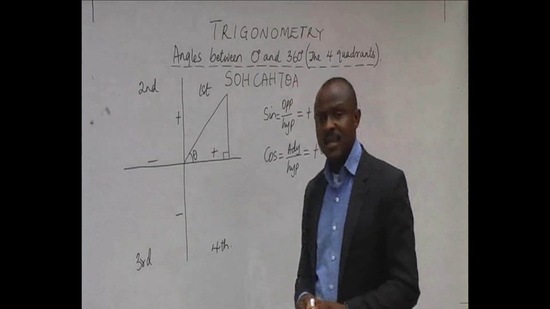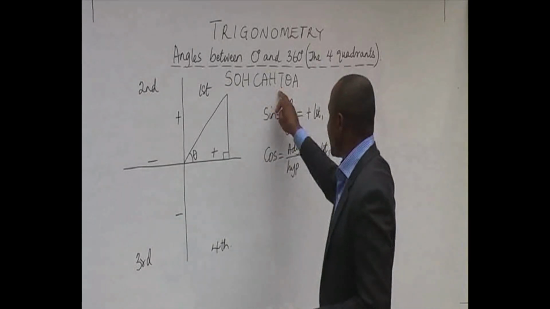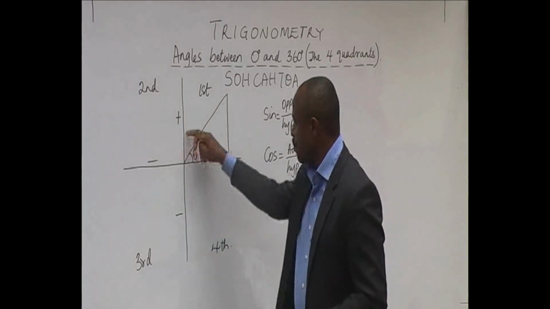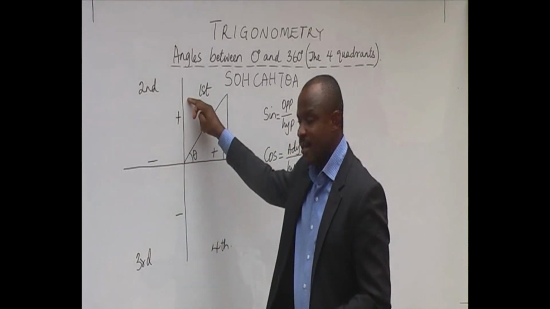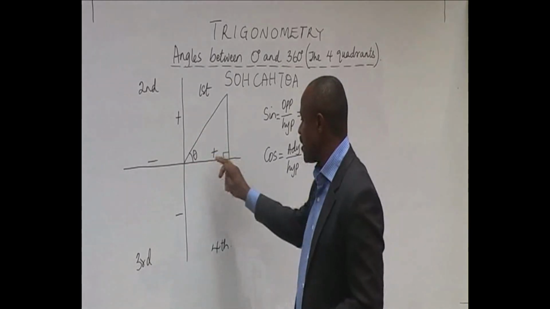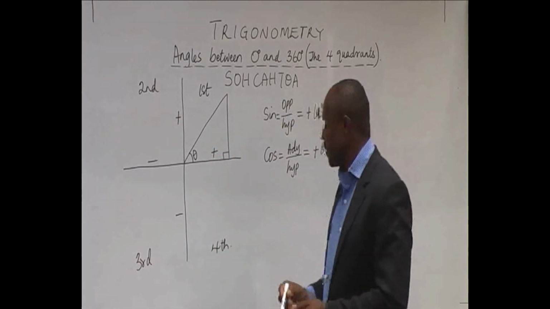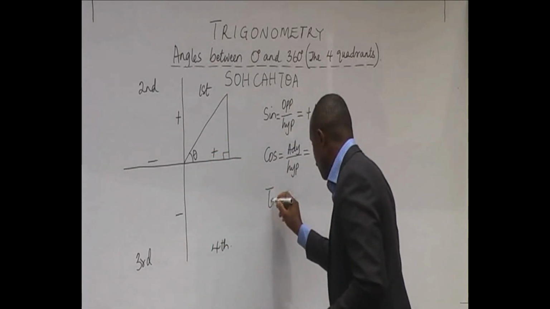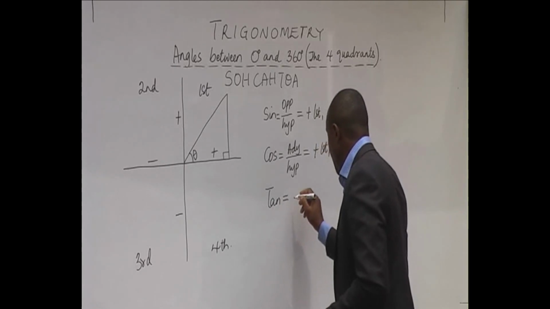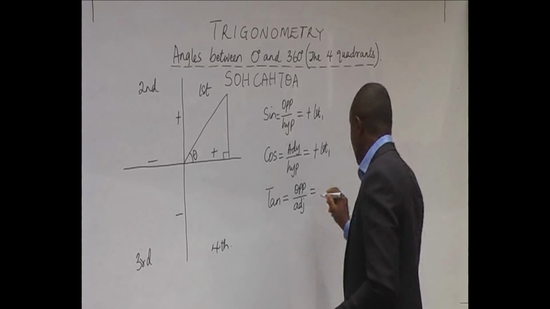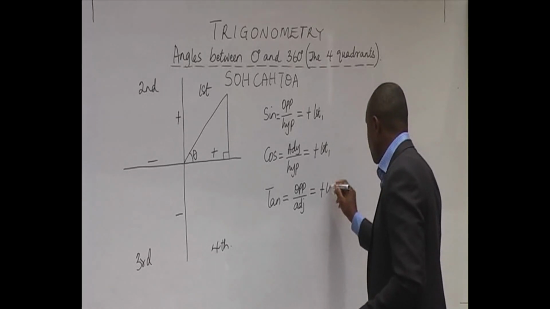Let's look at the tangents. Tangent is opposite over adjacent. Opposite, positive side of the y-axis, over adjacent, positive side of the x-axis. Positive dividing positive will give you positive. That means tangent, which is opposite over adjacent, is also positive in the first quadrant.